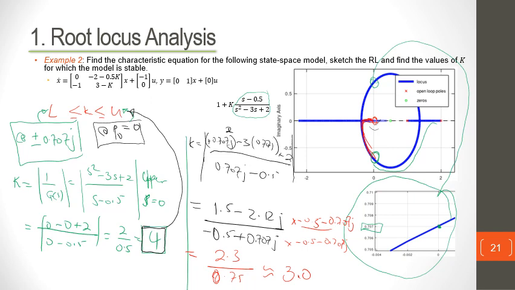So now we know it therefore means our values of K, the lower limit is 3, and the upper is 4. So for values of K between 3 and 4, this system will be stable.